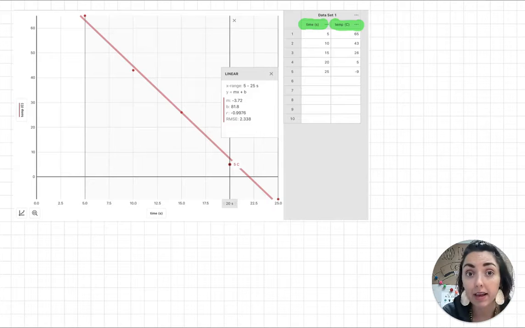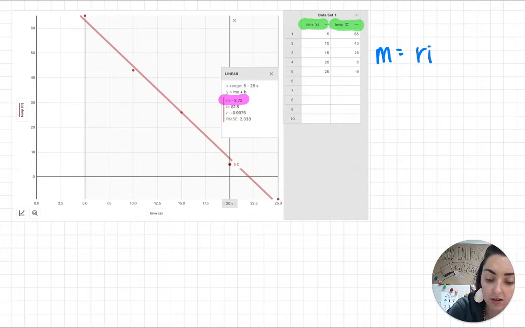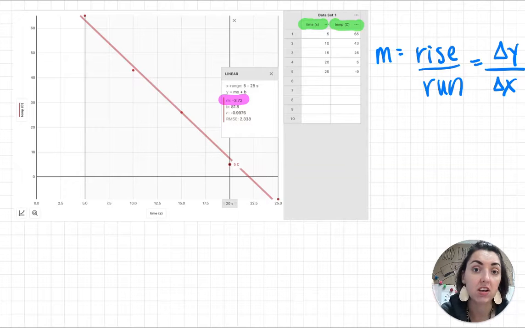And the first piece of data I want to look at is the m. And we know that m is the slope. So first I'm looking at the slope. And if you remember, slope is calculated by rise over run, which is the change on your y-axis divided by the change in your x-axis. So when we figure out the units on our slope, we need to keep this in mind. Slope is rise over run.